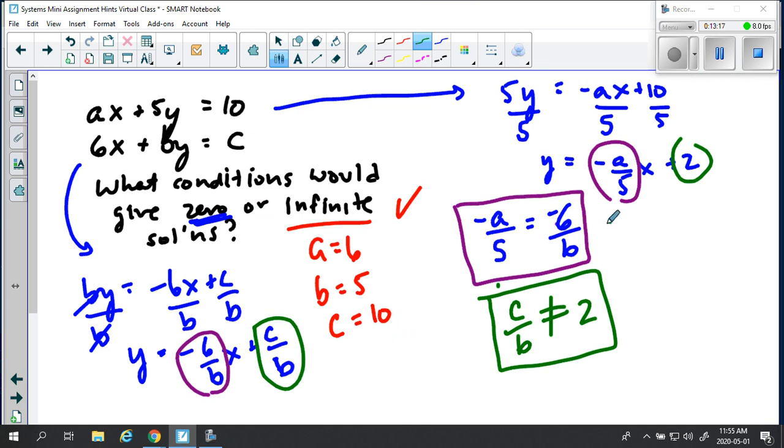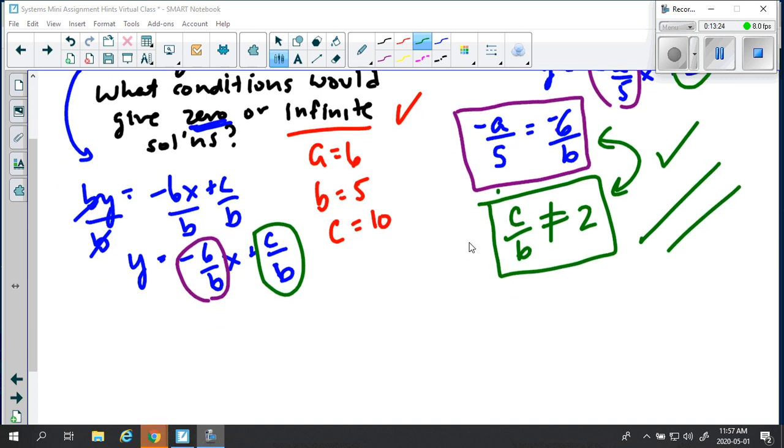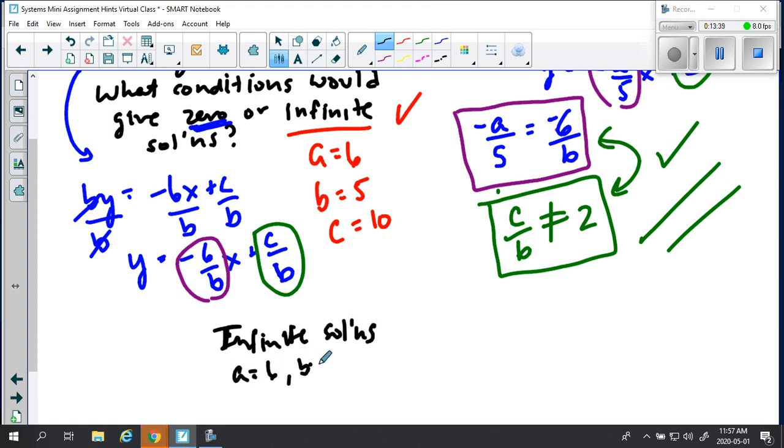There's actually two conditions that have to be met in order for these lines to be parallel. Okay. So a student has requested that I write out a final answer. So in this case, my final answer is that for there to be infinite solutions, then A has to be 6, B has to be 5, and C has to be 10.